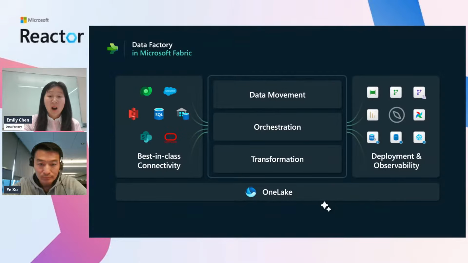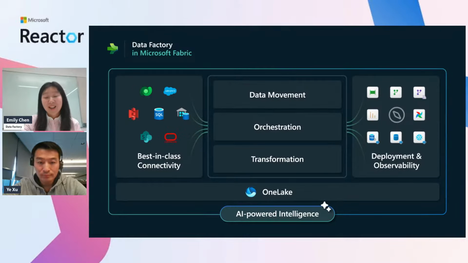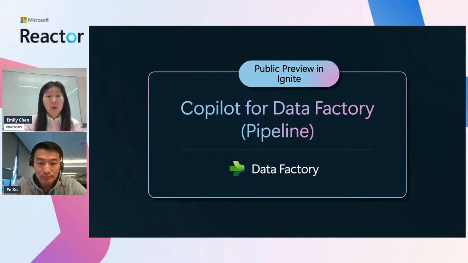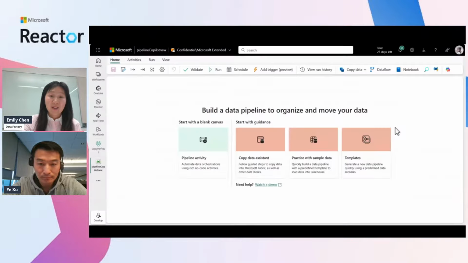So next, we are going to talk about the most cutting-edge and most exciting technology, which is AI and Copilot. You will see that AI is everywhere in Data Factory. If you have already experienced Data Flow Copilot, which is already GA, this month we are so excited that we have the Copilot for Data Factory pipeline, which was just announced at Ignite last week, and it goes into public preview. So let's take a look at our latest pipeline Copilot.